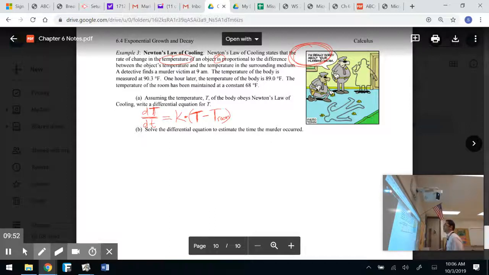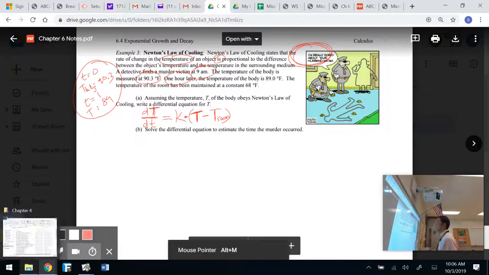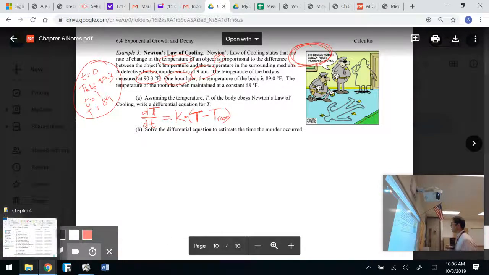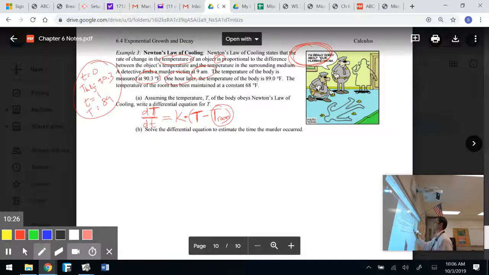A detective finds a murder victim at 9 a.m. Oh no. The temperature of the body is measured at 90.3. 1 hour later, so initially when time equals 0, the temperature of the body was 90.3. And then it says at time equals 1 after, my temperature of the body is 89 degrees. So it's important to write stuff down as you read it. The temperature of the room has been maintained at a constant 68 degrees. So, temperature of the room, they said that earlier. Sweet.